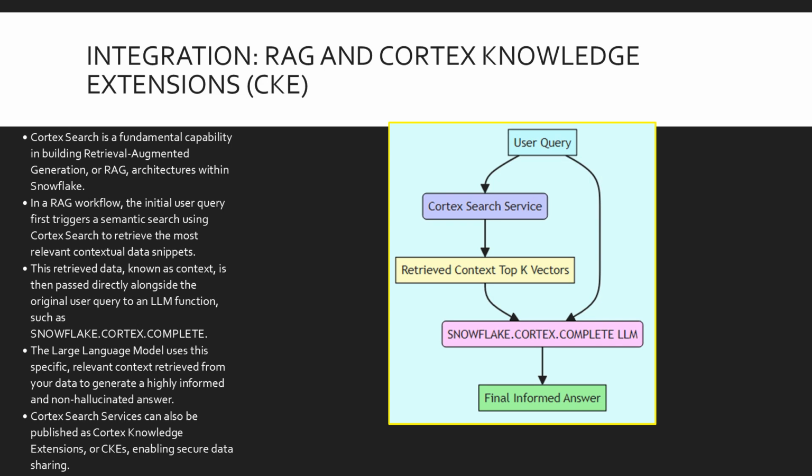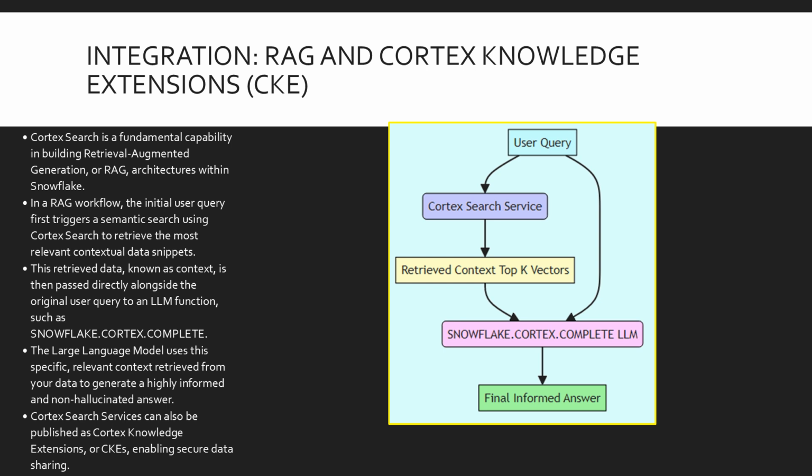Cortex Search provides a foundational capability that is strategically essential for constructing effective and accurate retrieval-augmented generation, universally abbreviated as RAG, architecture within the robust and governed environment of Snowflake. Within a RAG workflow, the initial natural language input submitted by the user immediately triggers a sophisticated and high-performance semantic search operation. This search relies heavily on Cortex Search's indexing capabilities to efficiently retrieve only the most relevant contextual data snippets or document chunks from the governed source material.